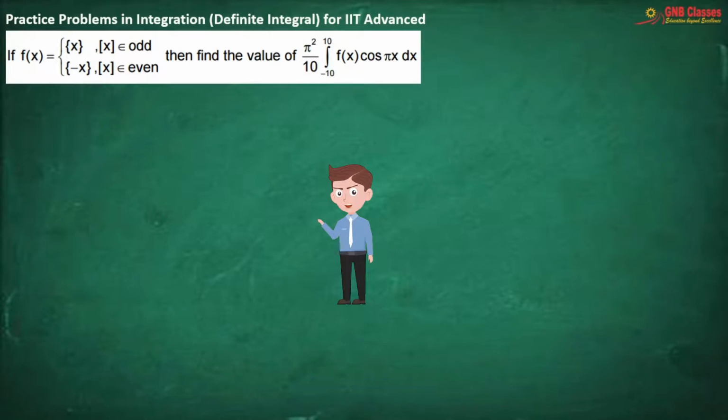If f(x) equals the fractional part of x when the greatest integer function of x is odd, and equals the fractional part of minus x when the greatest integer function of x is even, then find the value of pi square by 10 times the integration from minus 10 to 10 of f(x) cos(pi x) dx.